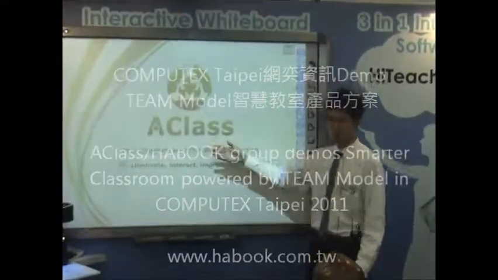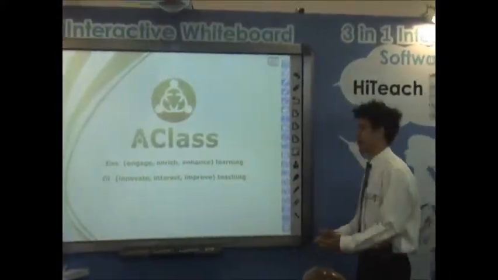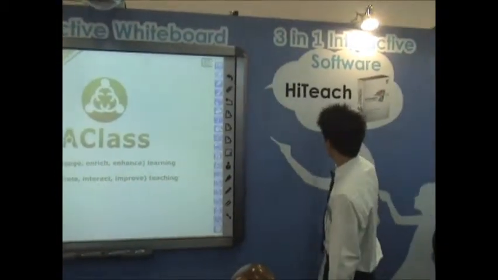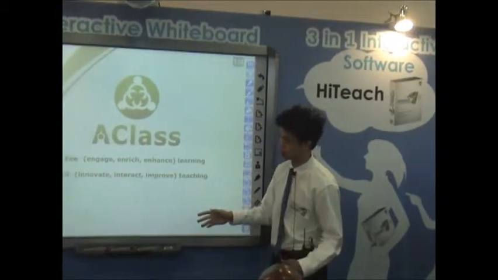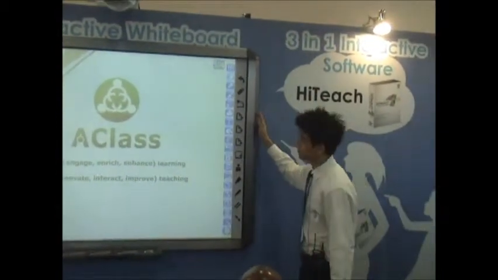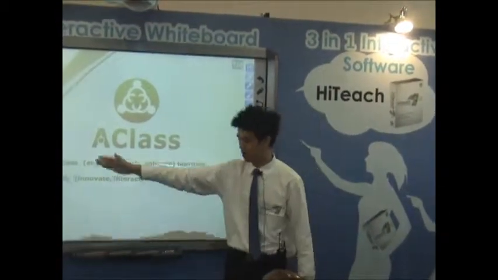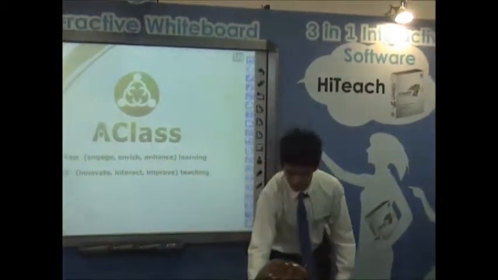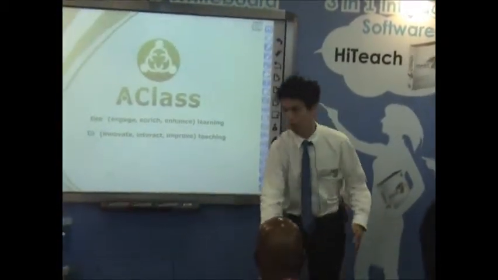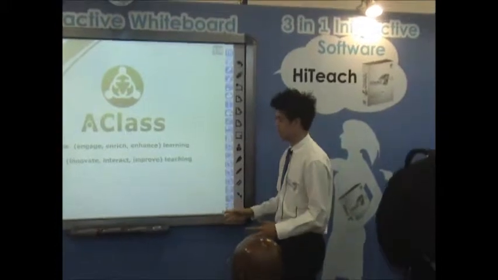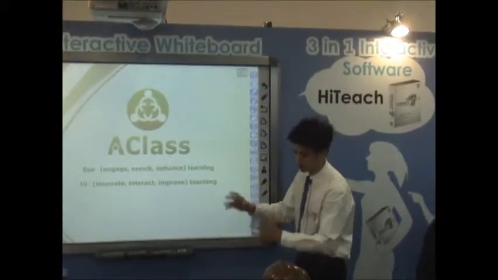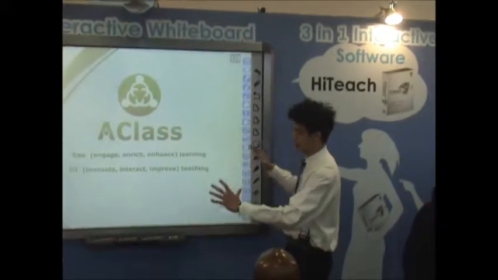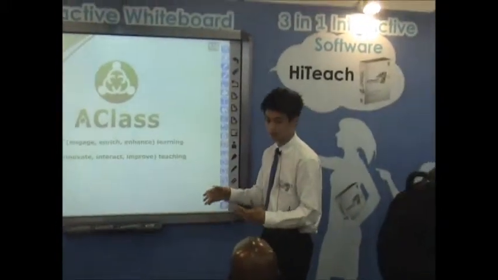So our company, we call it AClass. Right now, our best product, we call it TAIPEI. It's a solution, and this solution integrates three parts. It's like 3-in-1: the whiteboard, the document camera, and the student response system. It's not like each product has its own software, but instead it puts everything together with some simple clicks.